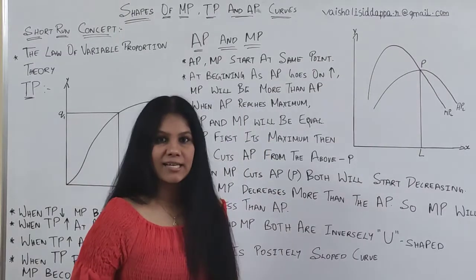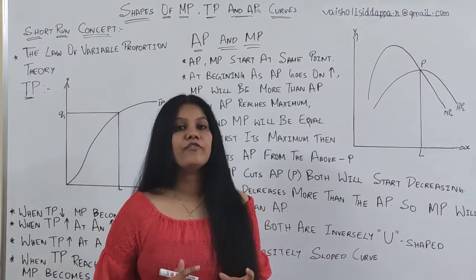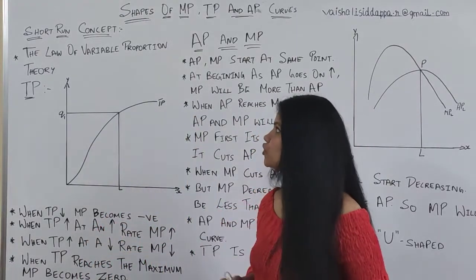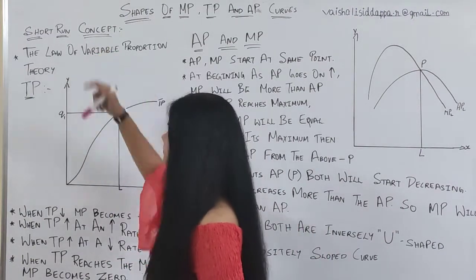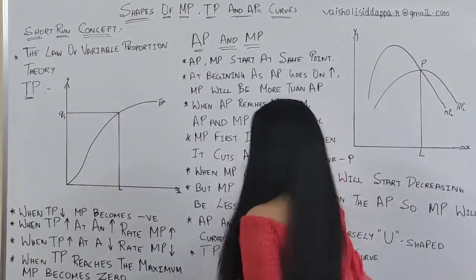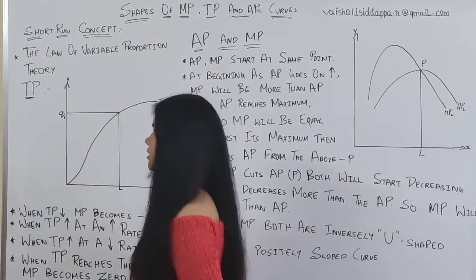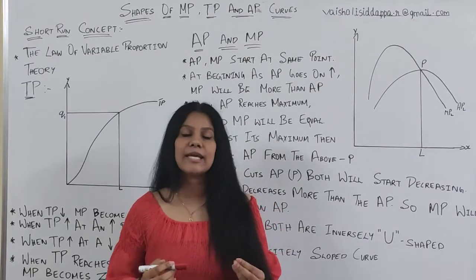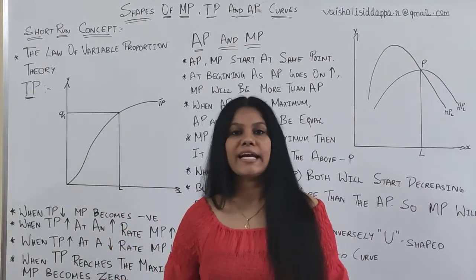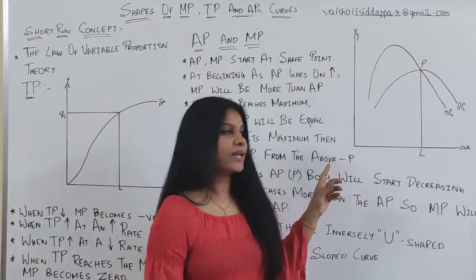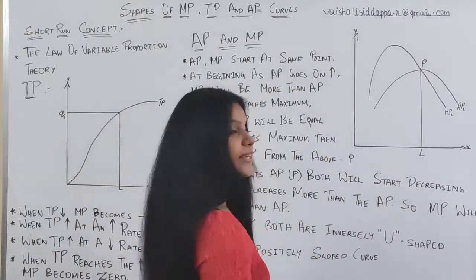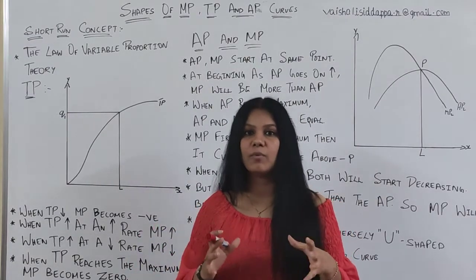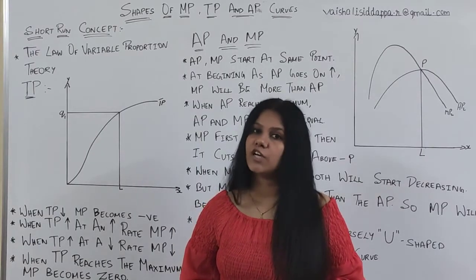In the previous classes we have already discussed the law of variable proportion theory, a short run production curve. So the first topic you can see here is the short run production concept. The theory you are seeing here is nothing but the law of variable proportion theory. When we talk about it, the three important concepts are total product, marginal product and average product. These are the concepts you have to talk about to explain how exactly the curves behave in the short run.